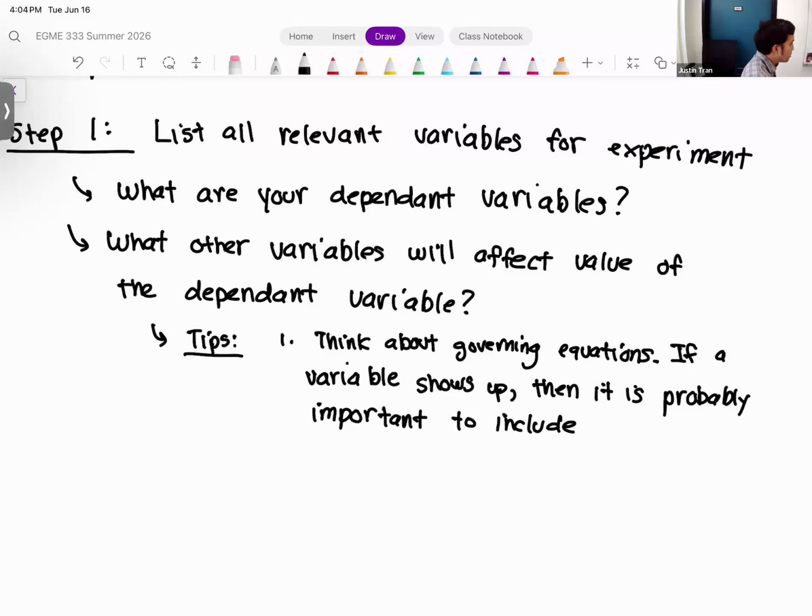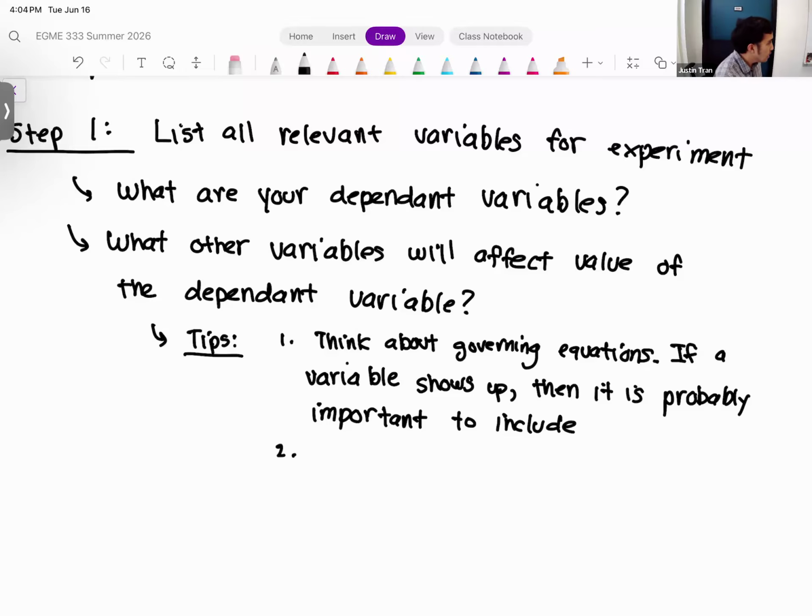So let's say that you're looking at a situation that is governed by the Bernoulli equation. Everything that's in the Bernoulli equation, you should include in your dimensional analysis. So things like the pressure, the density, the velocity, gravity may affect it, but we're on Earth, so gravity doesn't necessarily change. But maybe the height does as well. So that's the first thing to check. Think of the governing equations and what variables show up there. You should at least include everything in the governing equation.